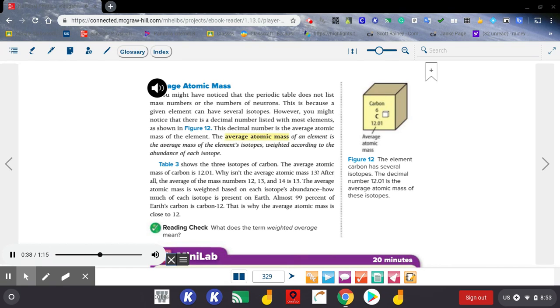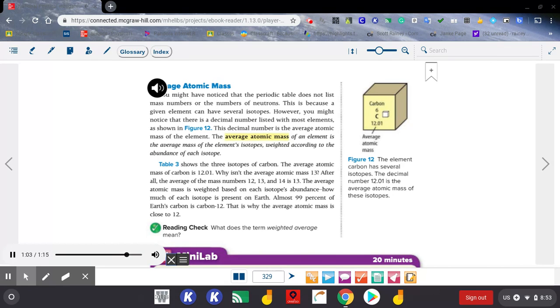The average atomic mass of carbon is 12.01. Why isn't the average atomic mass 13? After all, the average of the mass numbers 12, 13, and 14 is 13. The average atomic mass is weighted based on each isotope's abundance. How much of each isotope is present on Earth?